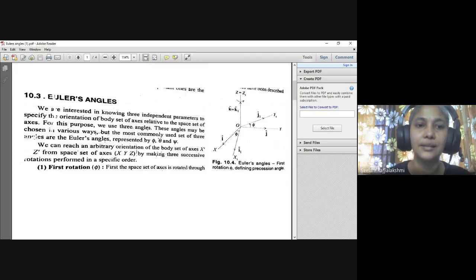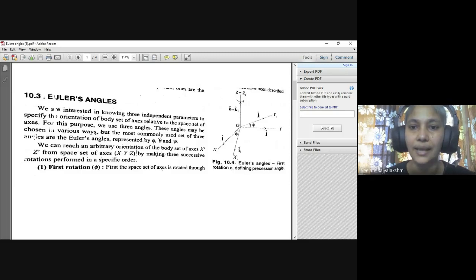Here we can reach an arbitrary orientation of the body set of axes x dash, y dash, z dash from the space set of axes x, y, z by making three successive rotations performed in a specific order. That means by using phi, theta and psi, and three rotations, we can reach an arbitrary orientation of the body set of axes from the space set of axes x, y, z.